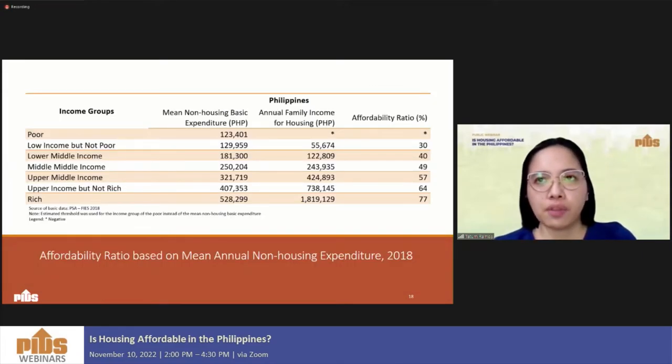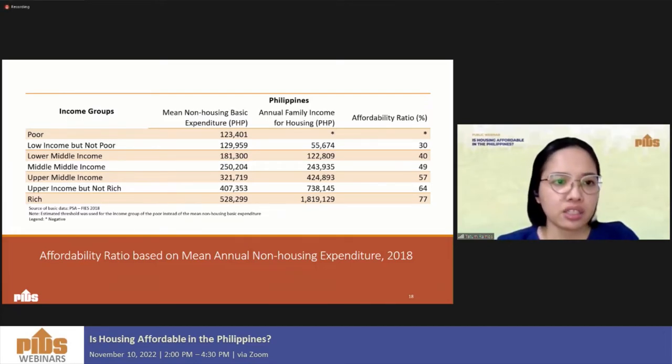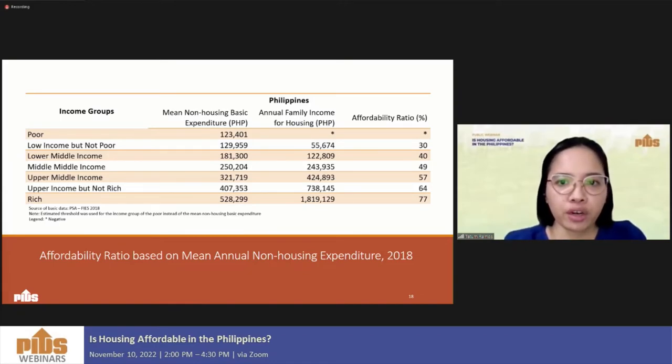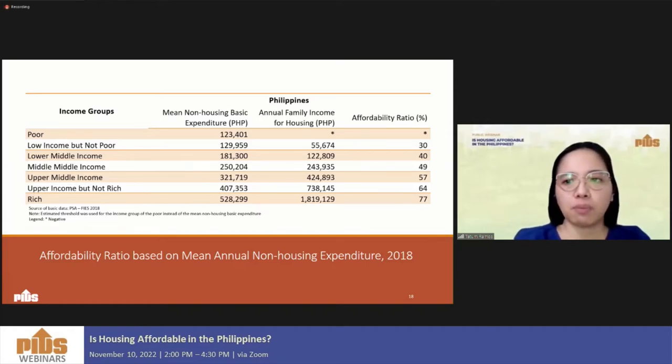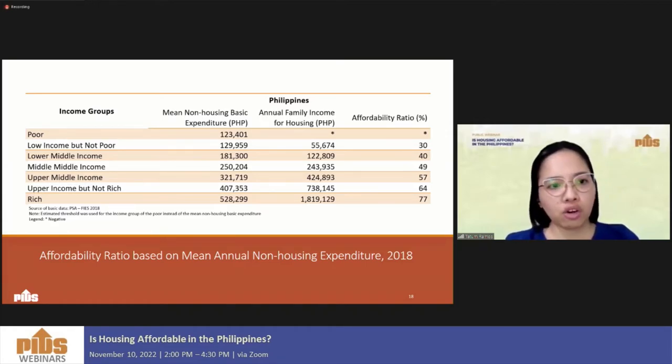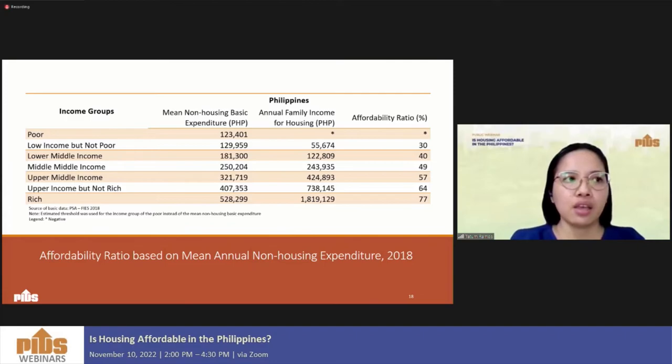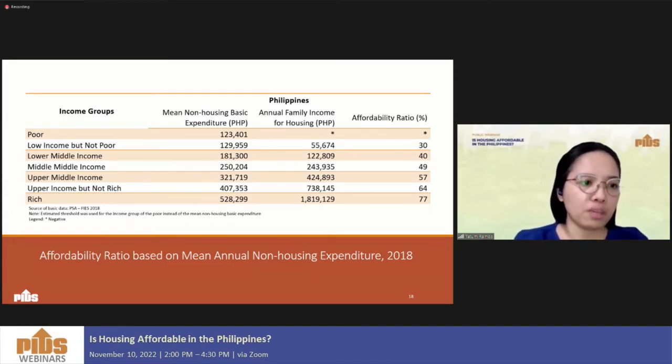Now, we also considered the lifestyles of the families within the income groups. In this table, you will see the affordability ratios based on the mean annual non-housing expenditures in 2018. You will notice that the poor do not have sufficient income that can be allotted to housing. But the low income but not poor were able to meet the 30% standard. However, as you go across the other income groups, you will notice that the values of the affordability ratio vary. So this implies that the 30% standard is not applicable in the Philippines.